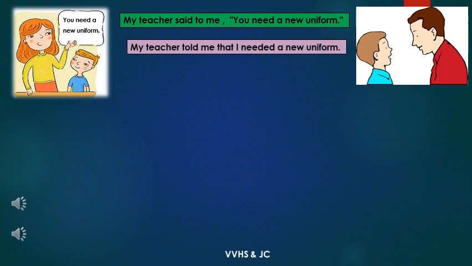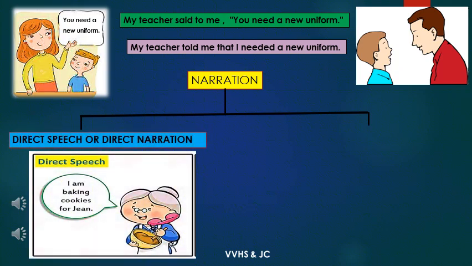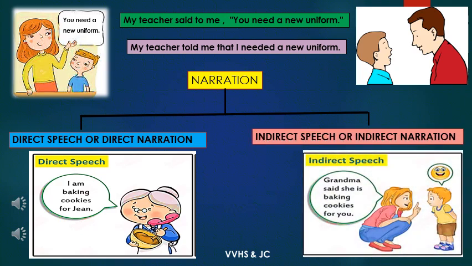So what is the difference in these two sentences? In the first one, you have repeated your teacher's exact words. In order to make it clear that you are repeating those words, you have put them in quotation marks or inverted commas. This method of quoting someone is called direct speech or direct narration. Whereas in the second sentence, you have put in your own words what the teacher said. This method of quoting someone is called indirect speech or indirect narration.